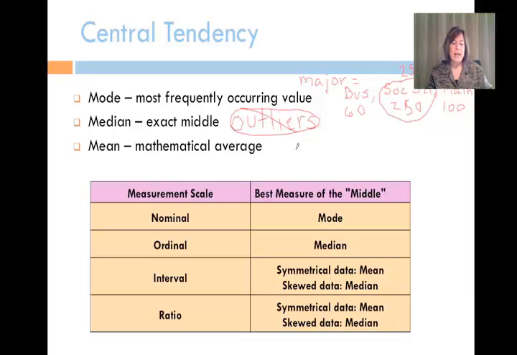The mean is the most commonly used. When we think about an average, we're typically thinking about the mean. Essentially, you add up all the values in your data and divide by the number of values. It is sensitive to outliers. And as you can see down here, it is used with interval and ratio level data. It makes sense to use the mean with that level of numerical data.